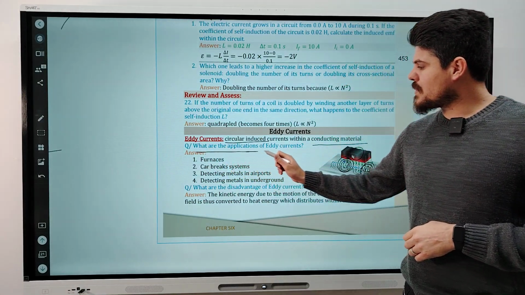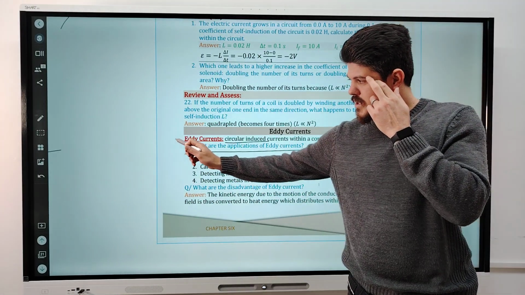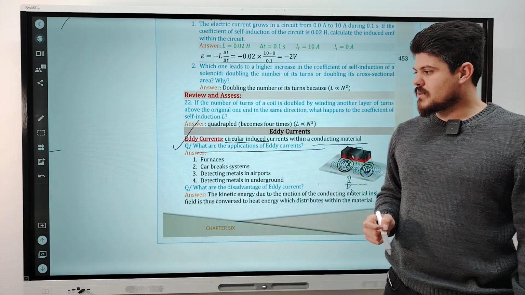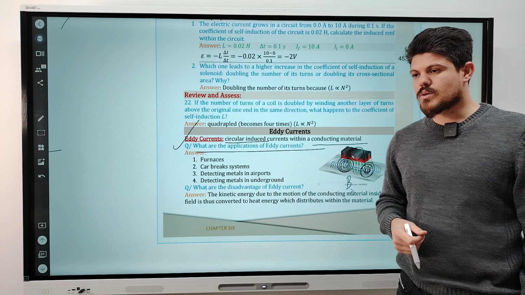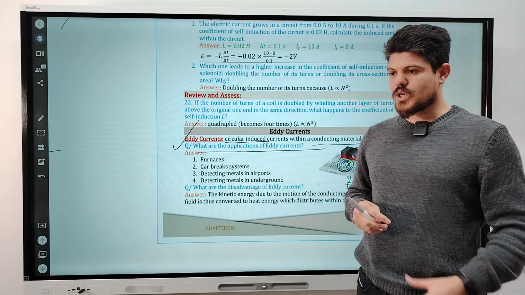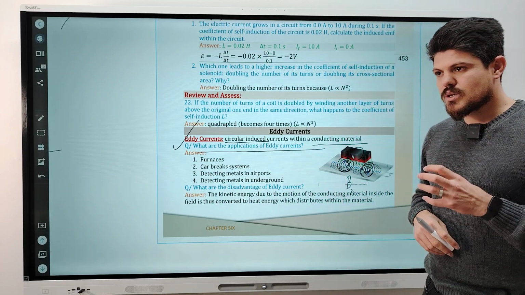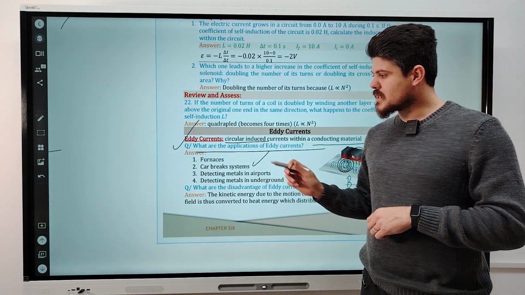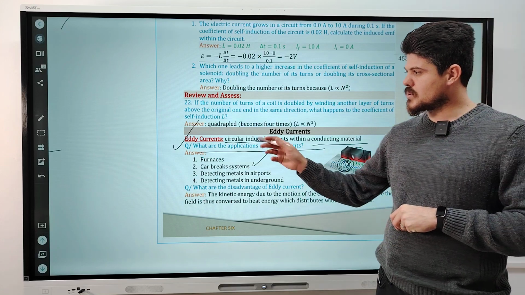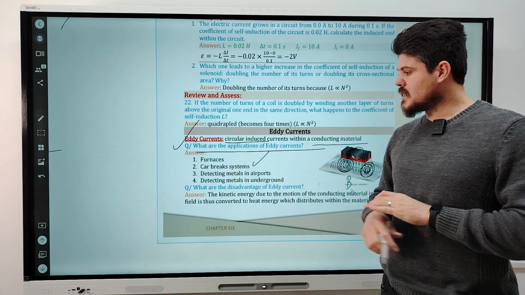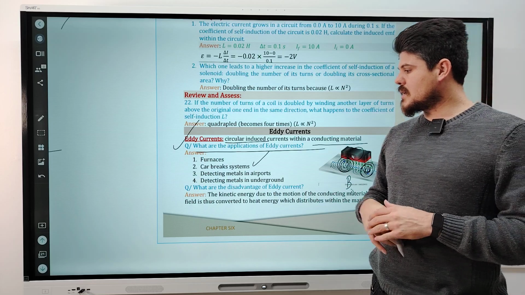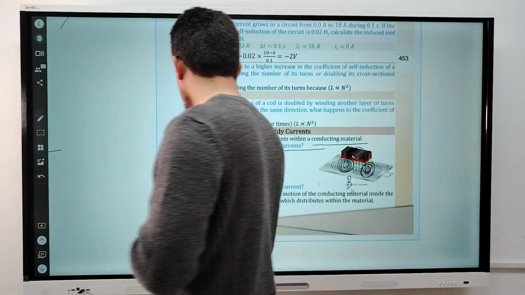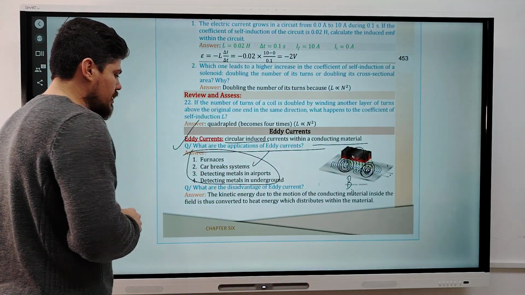What are the applications of eddy current? So this is very important, be careful. The eddy current can be used in furnaces. Why? Because according to this eddy current, this changing of the magnetic field, this induced current goes to increasing the temperature. And the car brake system can be used by the eddy current, and for detecting metals in airports and underground. So these are the applications of the eddy current.